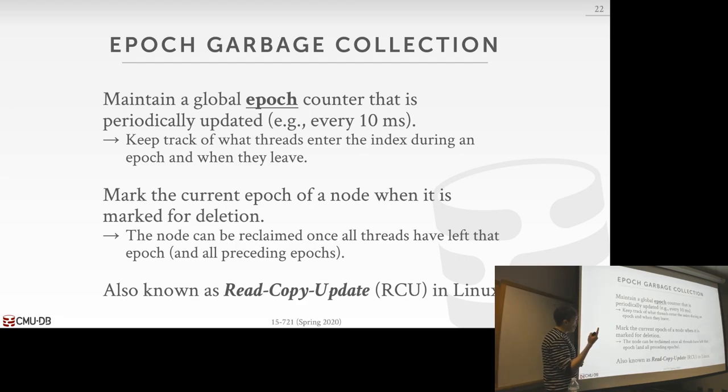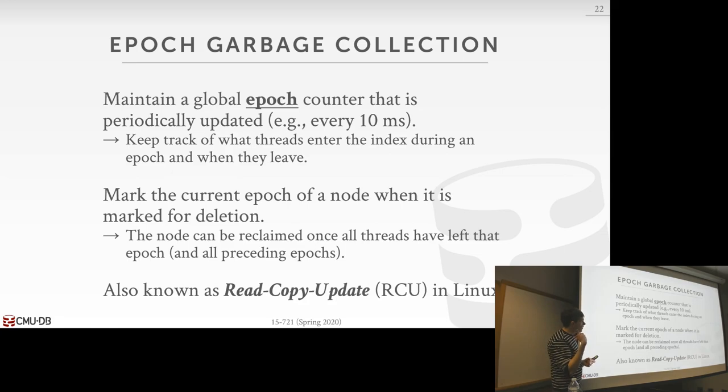So there's going to be this global counter that's going to be periodically updated. You can have a thread do this or do it cooperatively every 10 milliseconds. And the only thing we need to keep track of now in our index is what threads exist at a given epoch. What time did they show up? What epoch did they show up in? And then when did they leave? I don't care what epoch they left in. All I care is that they did leave. So I could show up in epoch 1, then leave in epoch 2. That's fine, but I'm still only considered to be in epoch 1.